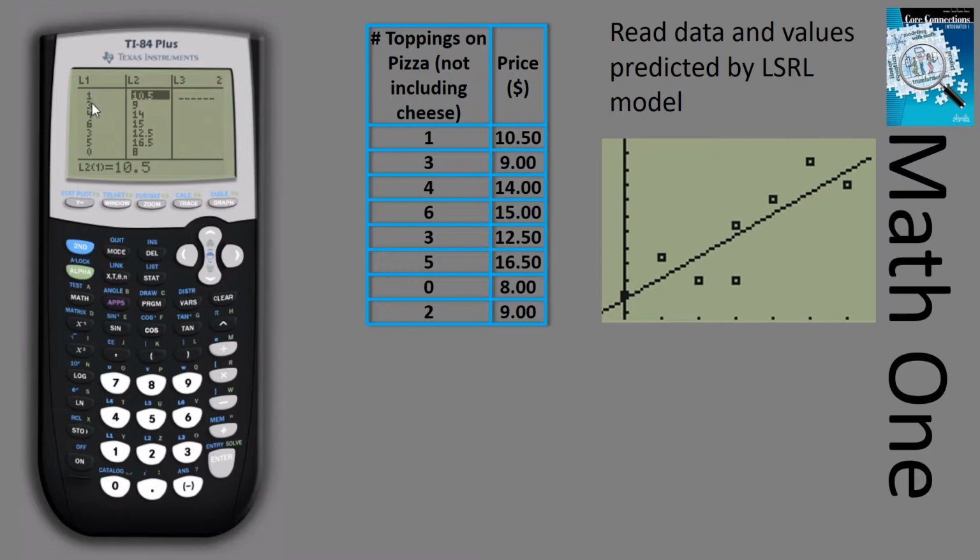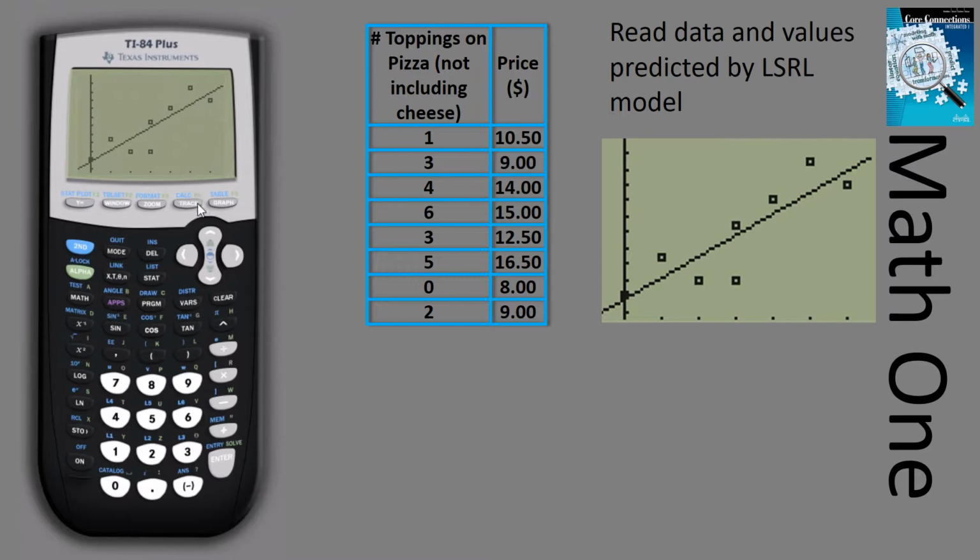And you can see the data that I have here, right? For example, a 5-topping pizza, and that included the cheese, so it's 5 toppings in addition to the cheese, was $16.50. I'm going to go ahead and press graph, and you can see I've already got the scatter plot set up, and I've also got the least square regression line visible so I can see everything.